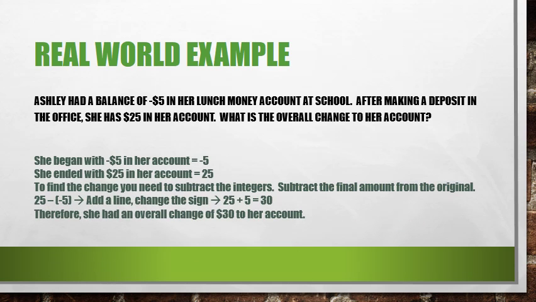Well, she began with negative $5, so that is a negative 5, and then she ended with $25 in her account, so that would be represented by 25. To find the change, you need to subtract the integers. You would subtract the final amount from the original, so our final 25 minus our original negative 5, we would have to add a line and change the sign to make it 25 plus 5, and that is 30. And therefore, she had an overall change of $30 to her account.